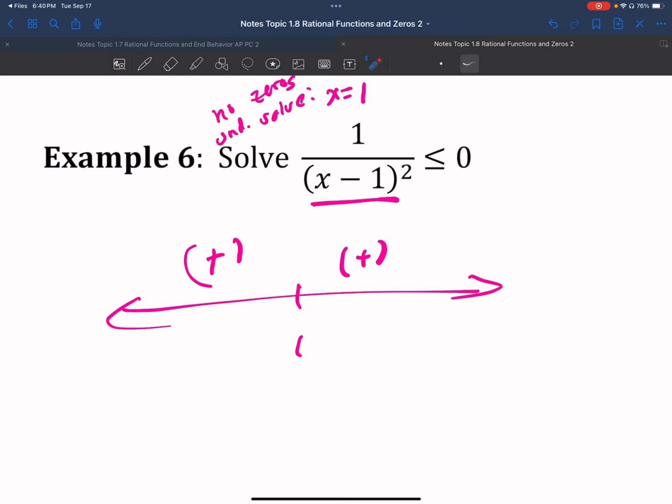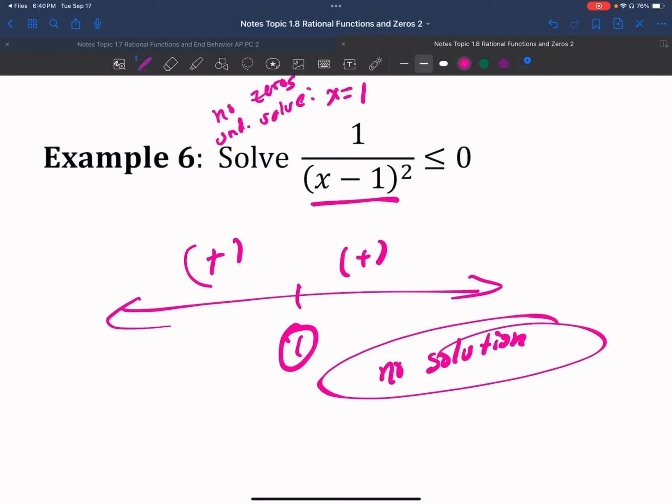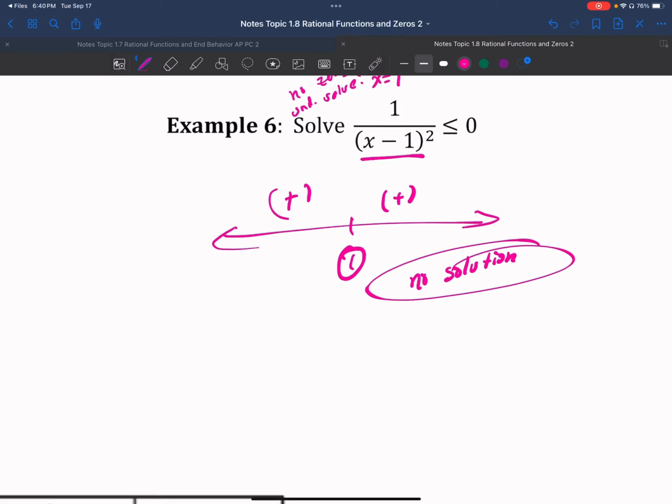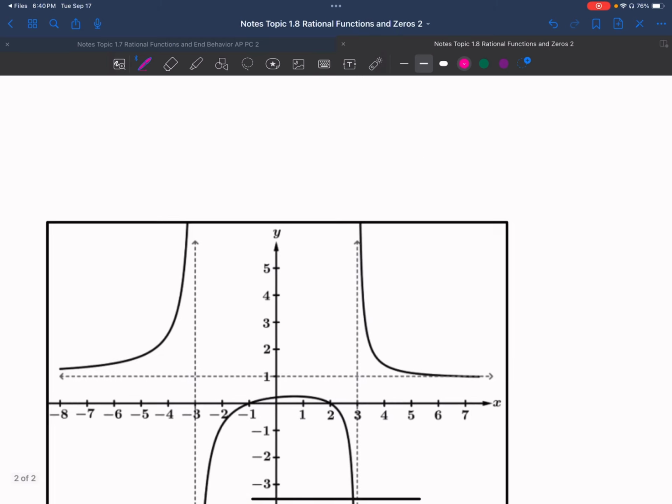So I'm looking for numbers less than or equal to 0. Don't forget 1 is an undefined value, so I'm going to need to skip it regardless. And then I notice that to the left of 1 is positive, 1 is undefined, and to the right of 1 is positive. So I actually don't have a solution for this one, so I'm going to write no solution and be done with this problem since my values are always positive or undefined.